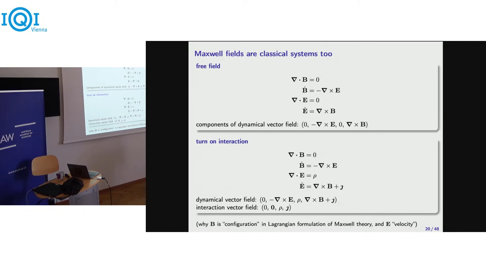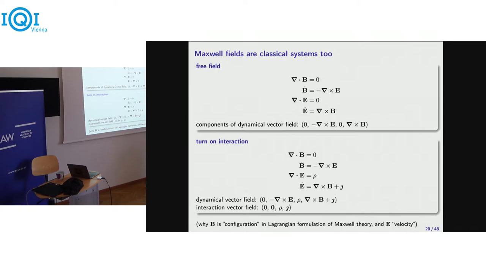Because for a free Maxwell field, in natural coordinates, so to speak, the components of the dynamical vector field are just this. There's always zero in the div B column. There's always minus curl E in the B dot column. There's zero in the div E column, and there's curl B in the E dot column.